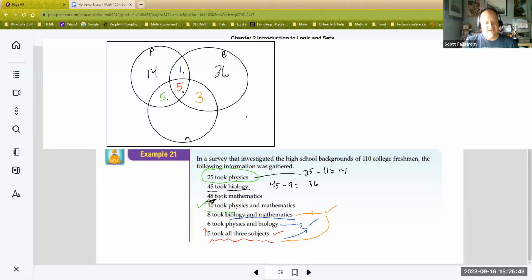Lastly, 48 took math, clearly the most popular subject. So 5 and 5 gives me 10. 10 plus 3 is 13. So I have 48 total. I take away 13, and that gives me 35. Yep.